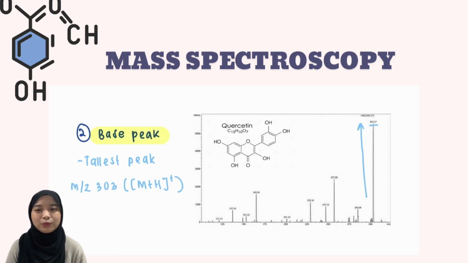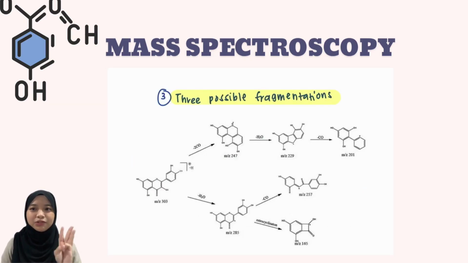Okay, for question 3, three possible fragmentations. I will explain the three possible fragmentation pathways of quercetin. After the molecular ion, M plus H+, is formed at M/Z 303, it undergoes fragmentation inside the mass spectrometer. During fragmentation, the molecular ion breaks into smaller fragment ions by losing neutral molecules such as water and carbon monoxide. These fragment ions help to confirm the structure and identity of quercetin.